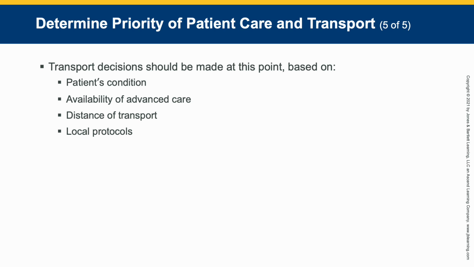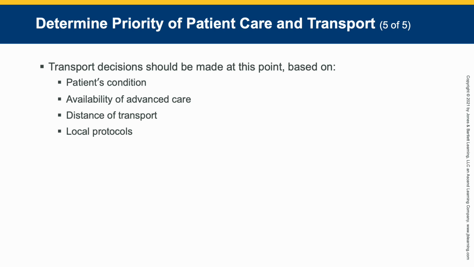So how do we actually decide on the transport decisions, right? We need to consider these four main factors. What is the patient's condition? What's the availability of advanced care? What's the distance to the appropriate facility? And what are your local protocols, right? A stable patient with a minor injury may go to the nearest urgent care, okay? Well, a stroke patient may need a certified stroke center, okay? A trauma victim with multiple injuries should go to a level 1 trauma center if one is within range.